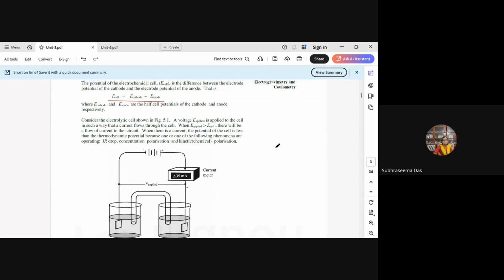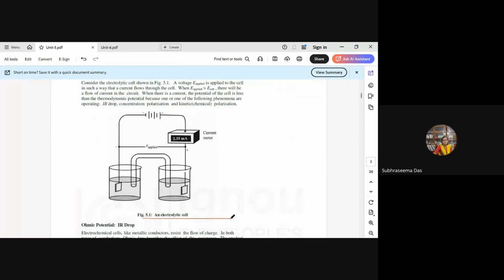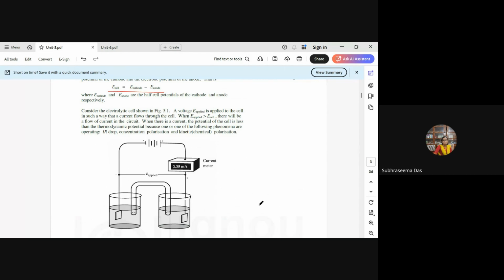Here in figure 5.1, an electrolytic cell has been shown. A voltage E is applied in this circuit. In this figure 5.1, a simple electrolytic cell is given.